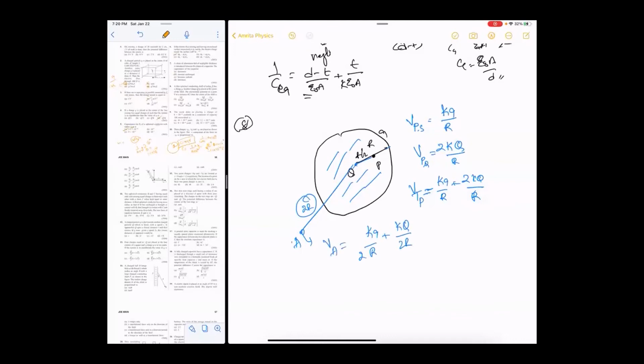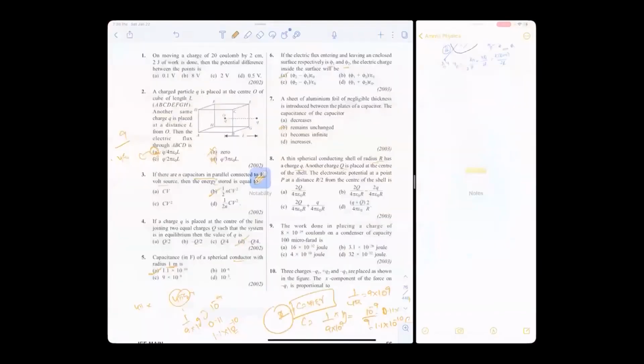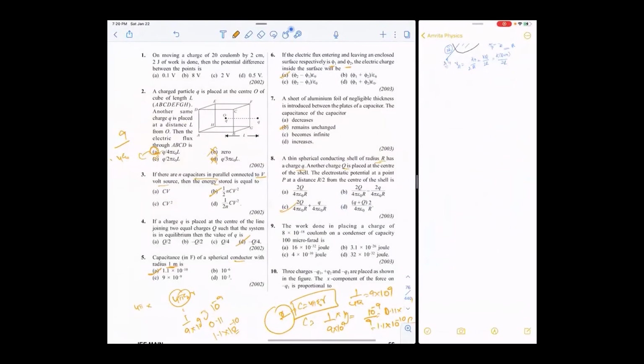So due to the thin shell as well as this, both behave like a point charge. It is k into (Q plus q) by 2R. This is for the outside charge. This is for the inside charge. So let us see if that option is there. 2Q, yeah, this one. Option C. There is no minus sign. There is no minus sign.